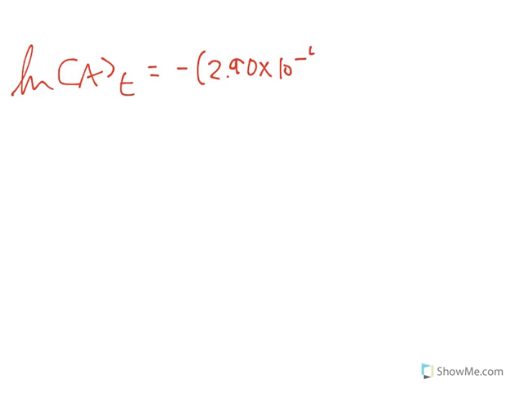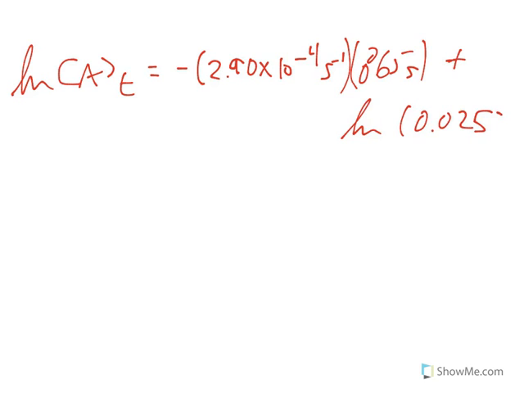We know that the ln of A_t, which is our concentration after time t, is minus k t plus ln of A_0. So k was 2.90 times 10 to the minus 4th inverse seconds, t was 865 seconds, plus the ln of 0.0225 molar. All right, so I'm going to start simplifying this equation.